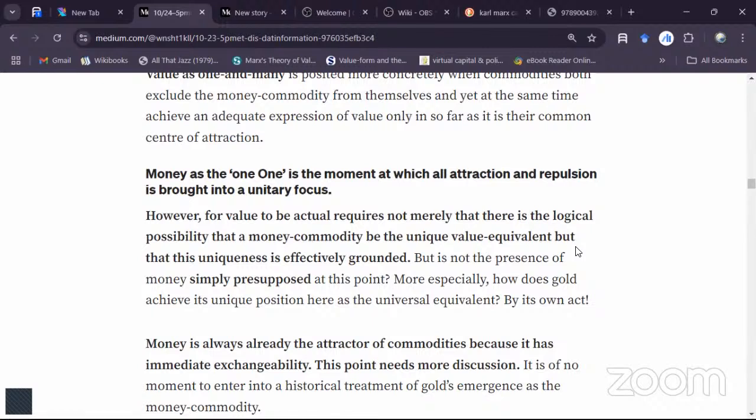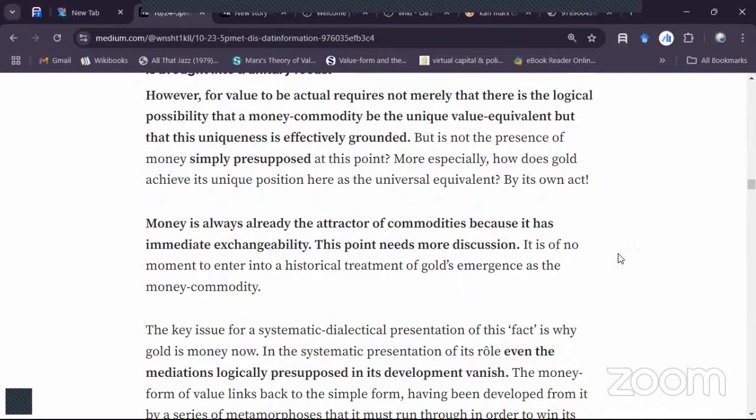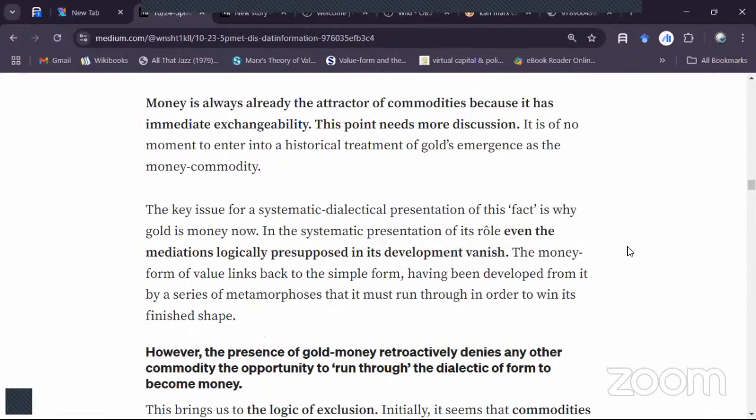Well, more especially, how does gold achieve its unique position here as the universal equivalent? By its own act. Money is already the attractor of commodities because it has immediate exchangeability. This point needs more discussion, of course. It is of no moment to enter into a historical treatment of gold's emergence as the money commodity, but we could. The key issue for a systematic dialectical presentation of this fact, quote unquote, is why gold is money now. In the systematic presentation of its role, even the mediations logically presupposed in its development vanish.